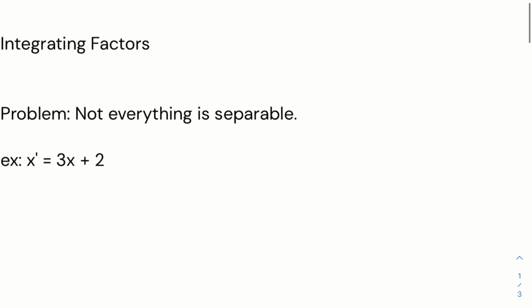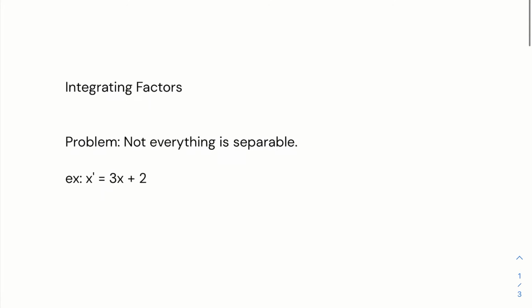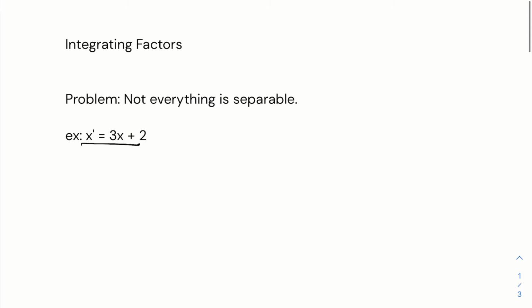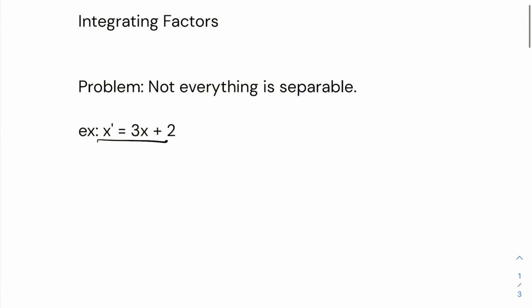We got a problem right off the bat. Not everything is separable with ODEs, or not everything separates well. A little example I have right here is this question: x prime equals 3x plus 2. So how do we separate this?